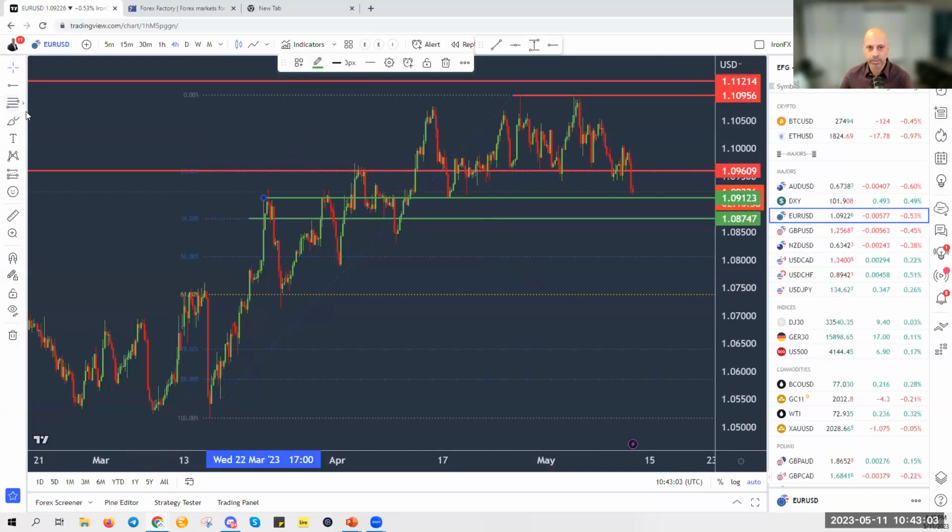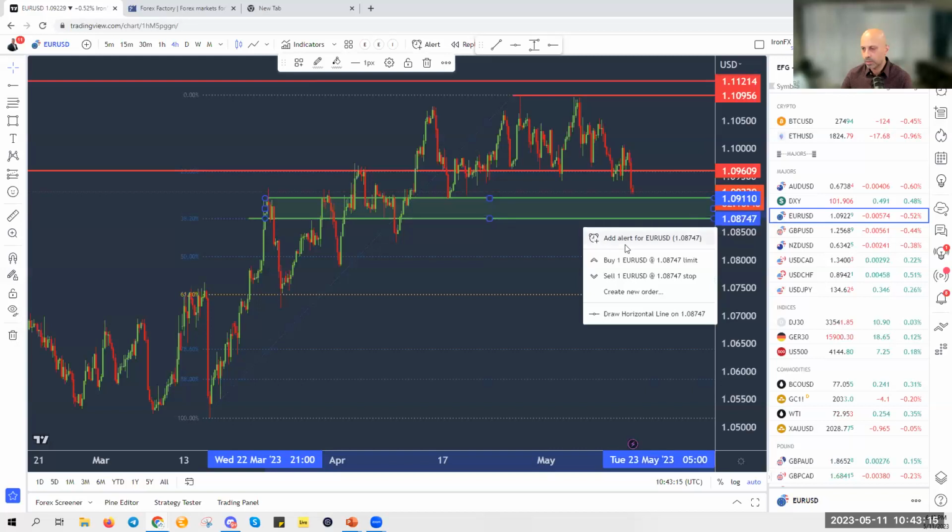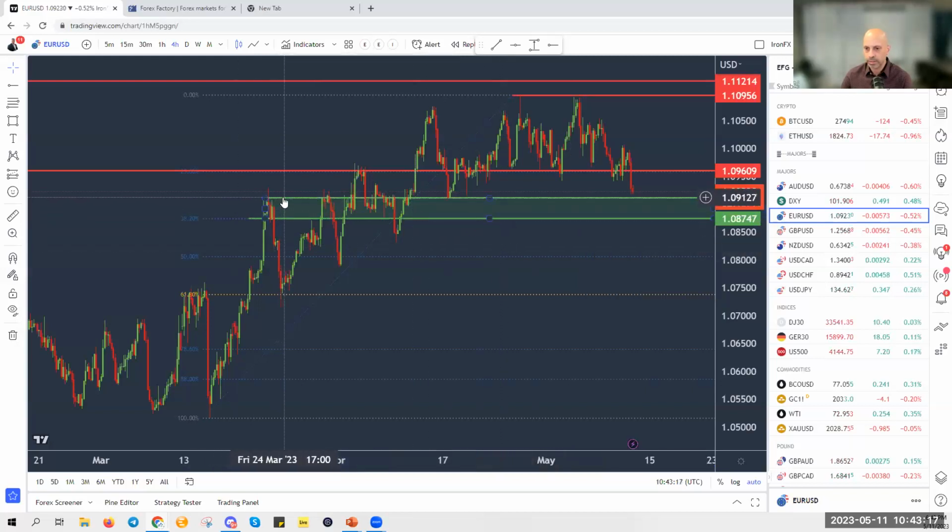Okay, so we can also highlight this zone as a major support zone. And so I'm just going to get rid of this top line here and then just have this zone followed by the Fibonacci retracement at 38.2%.